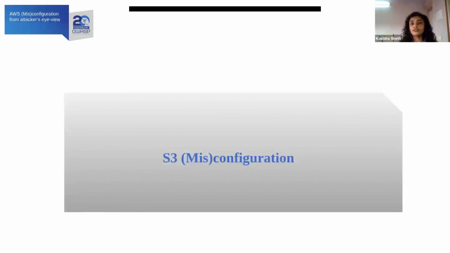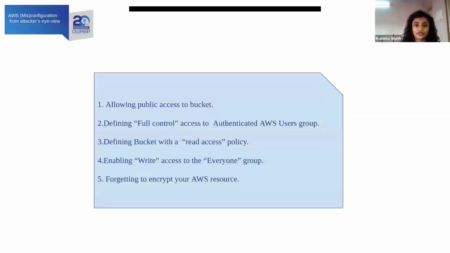Now the second will be S3 misconfiguration. Most people are aware of it, as so many breaches are going on. But what are the misconfigurations that lead to these breaches? The main cause is allowing public access to buckets. You are simply saying this is the bucket and anyone on the internet can access it. So this is again trouble.